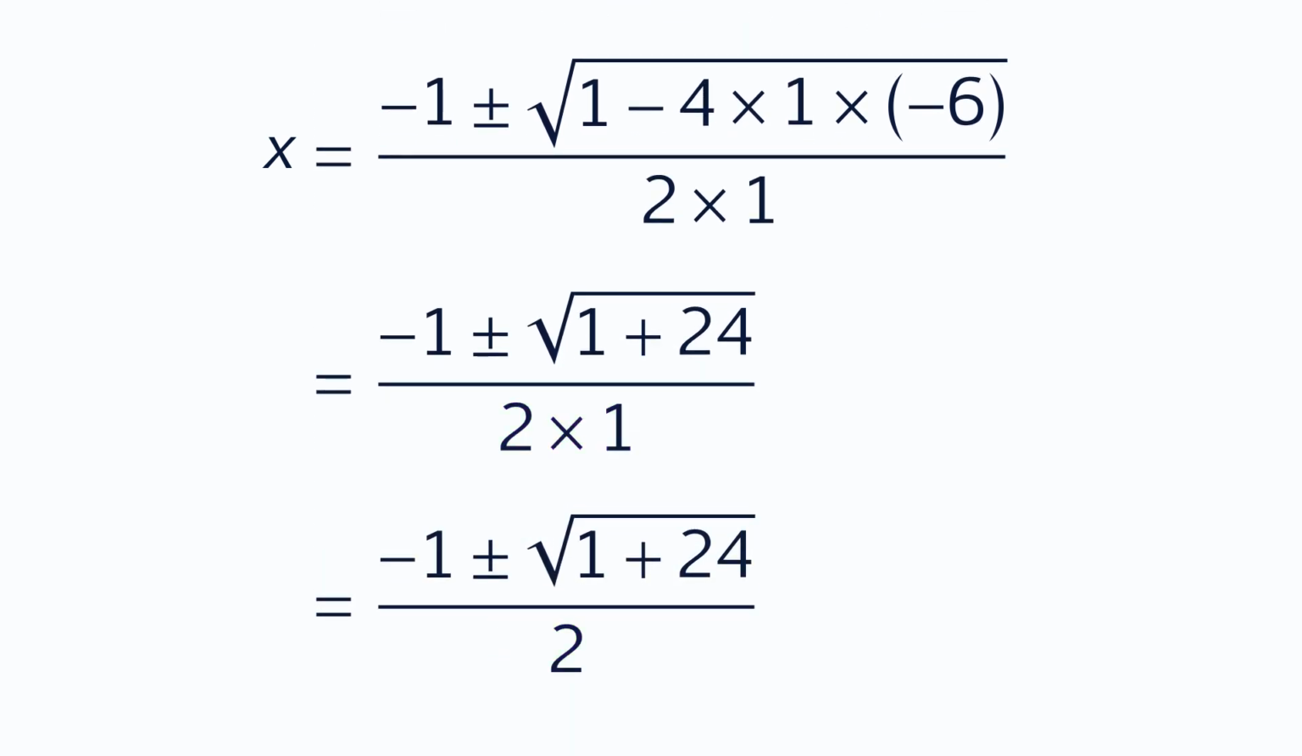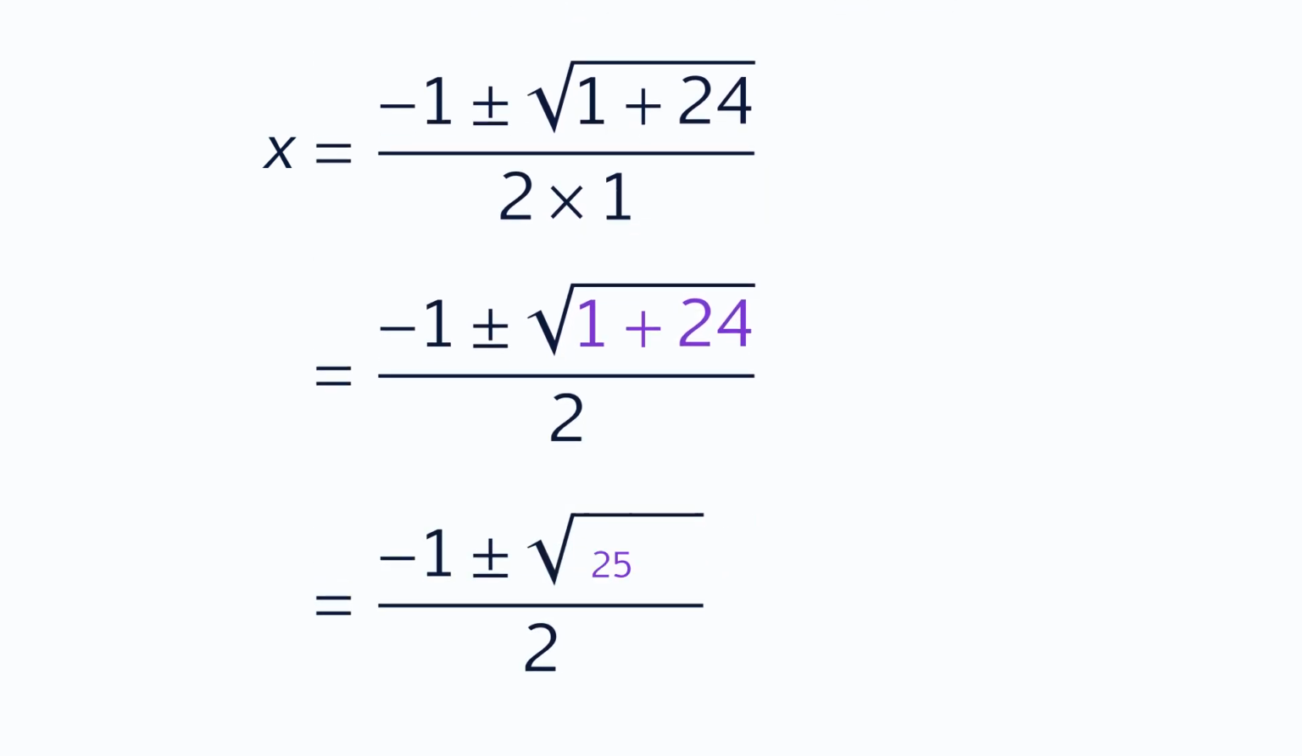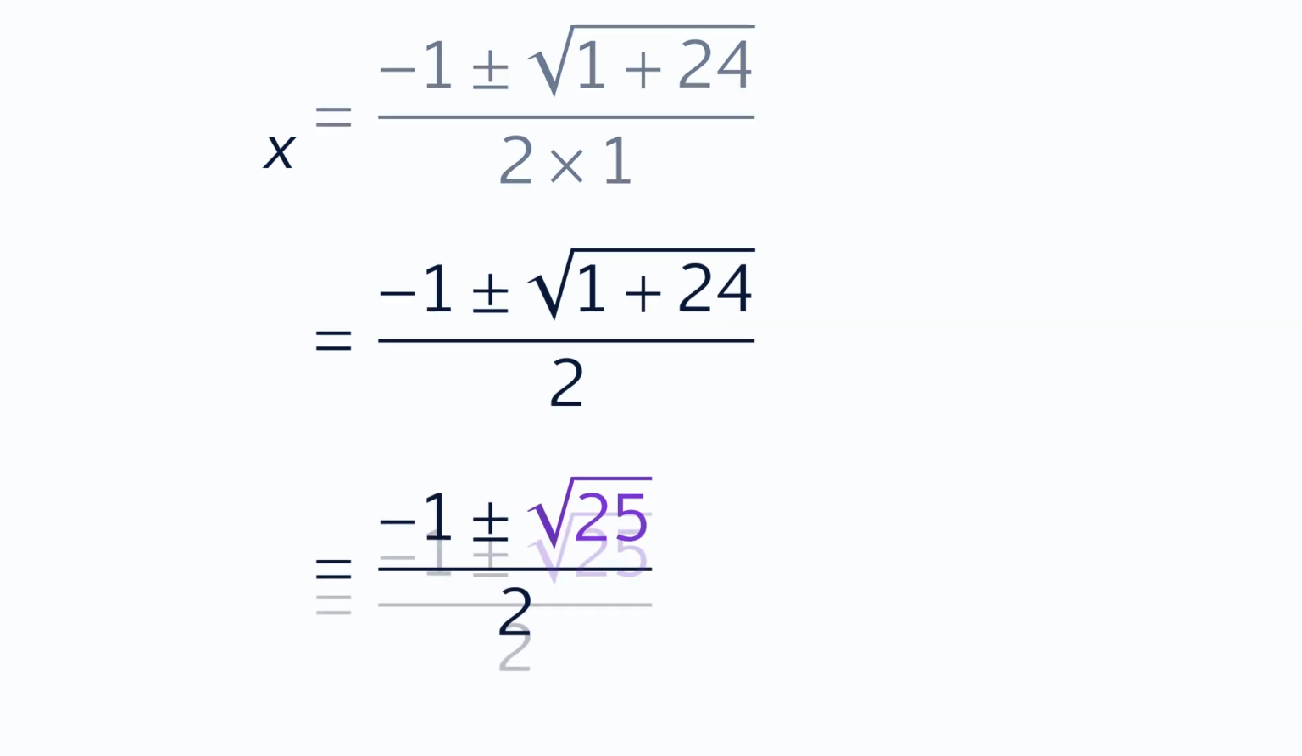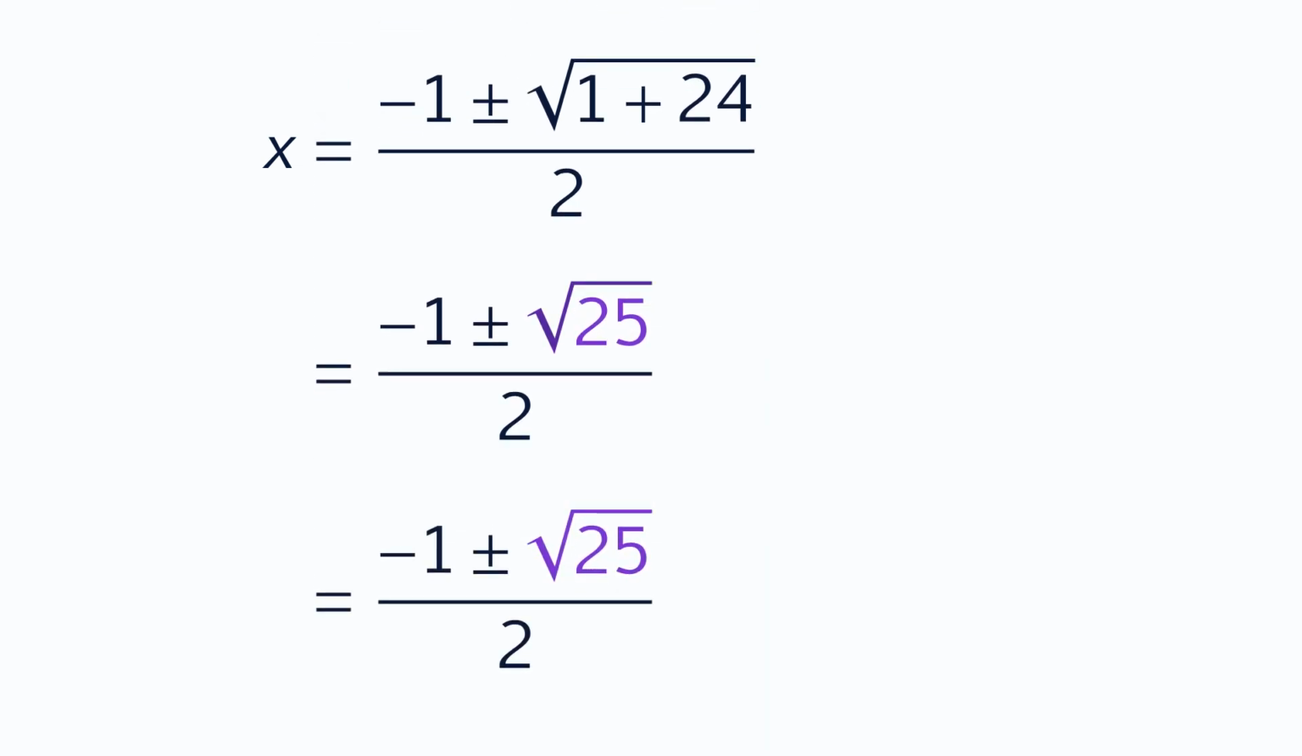From here, you continue to work under the root. 1 plus 24 equals 25. So you now have the square root of 25. You continue to work with the square root until there is nothing more to do. In this case, calculating the square root of 25, which is 5.